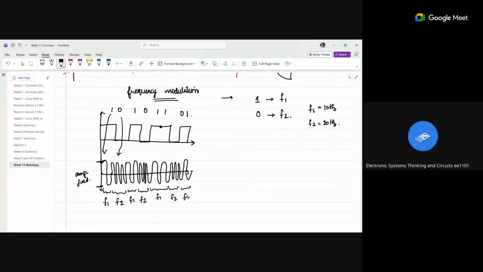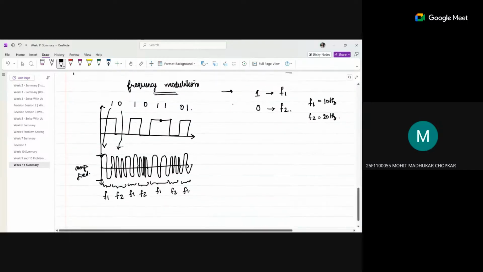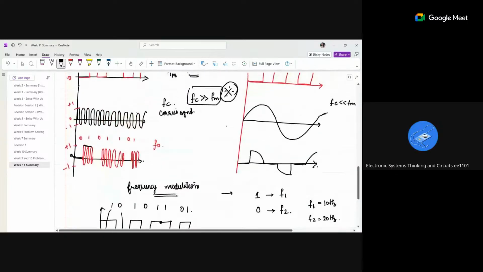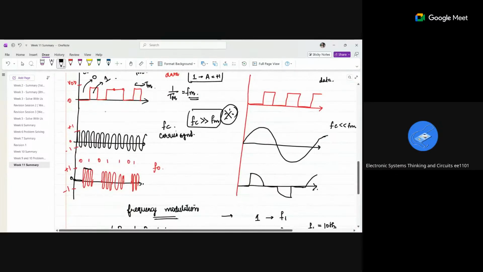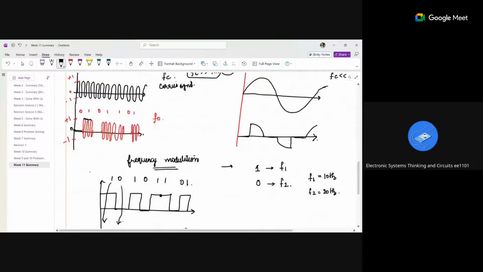But different frequencies are used to differentiate between zeros and ones. So that's why it is called frequency modulation. Is it clear? Yes. The frequency changes according to the bits, ones and zeros. In amplitude modulation, the frequency is fixed. Only the amplitude changes, whether it is 0 or plus 1.